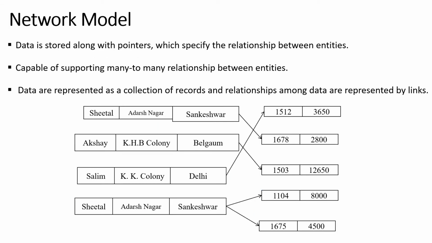Coming to the second one, that is the network database model. This was first implemented by the company Honeywell during the year 1964 and 65. In this model, apart from supporting one-to-one and one-to-many, this model also supports many-to-one and many-to-many relationship. Let's consider a database of people who are holding accounts in banks. Any bank can have a number of account holders, but each account holder can also have accounts in a number of banks.